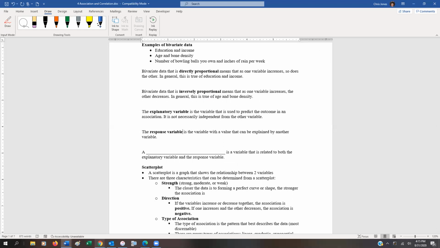And the response variable is exactly what it sounds like. It responds to some sort of treatment that's invoked by the explanatory variable. Remember in the very first section, we talked about variables that might actually be the cause of some sort of association. Remember, those are called lurking variables. And especially in statistics, we have to be extremely careful of lurking variables. A lurking variable is any variable that is somehow related to the explanatory variable and the response variable.